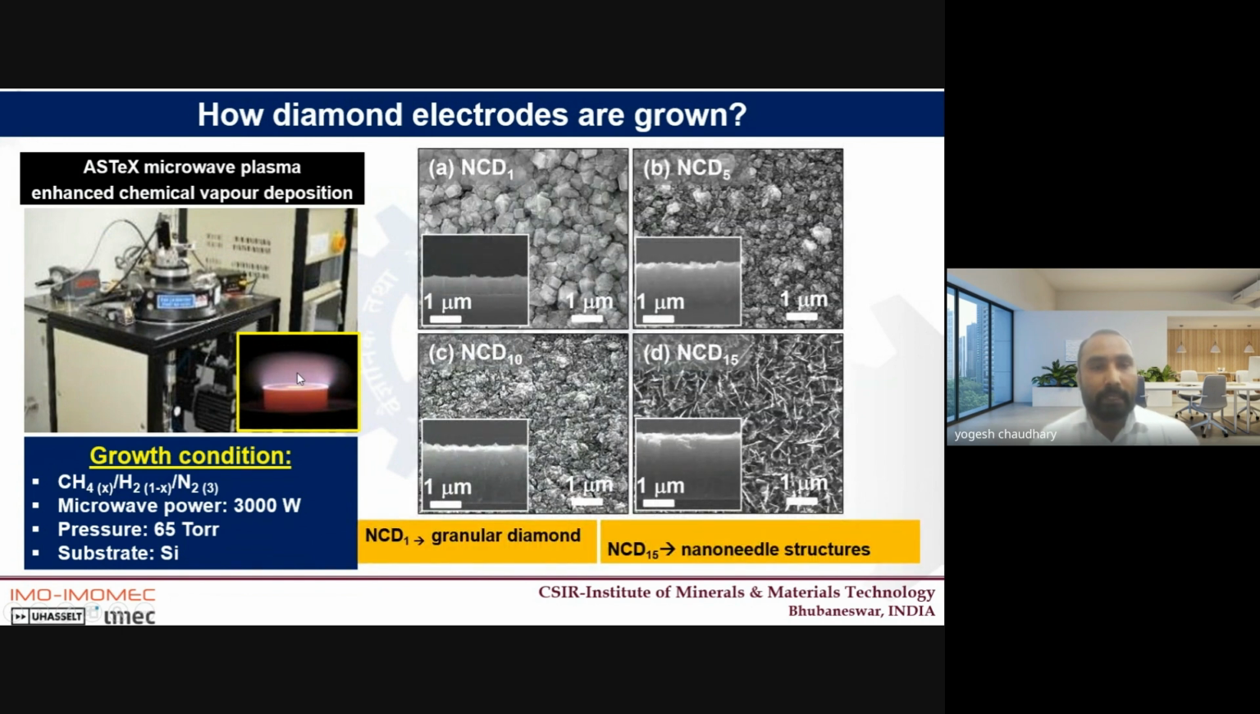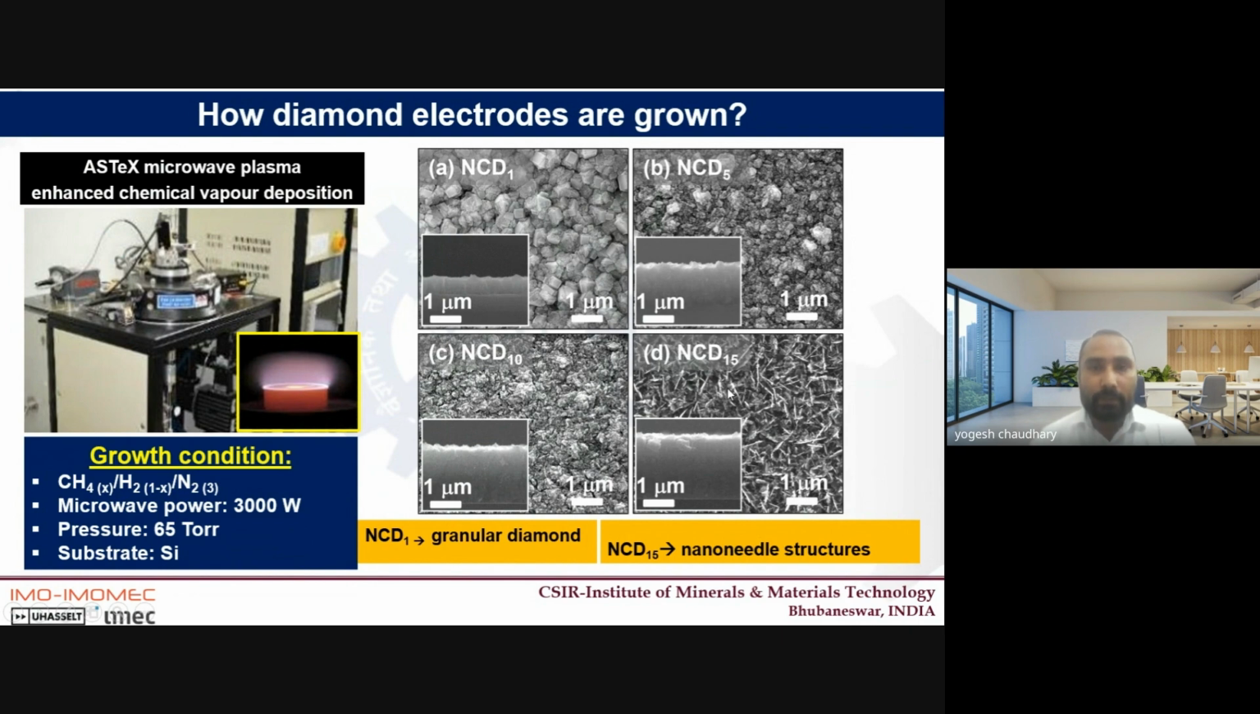From this growth system, we developed four different samples by varying the concentration of methane: 1%, 5%, 10%, and 15%. We have seen that while increasing the concentration of methane, the granular diamond is converted into nano needle-like structures.